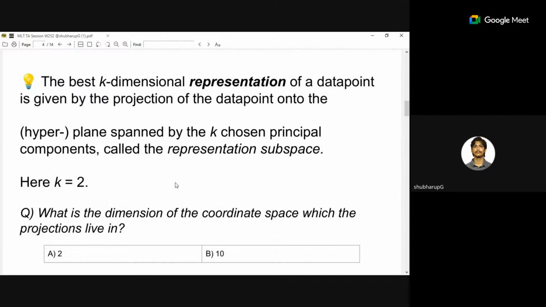So projection is kind of ambiguous. Both the process and the product are called projections, right? But the thing that we get after we project the original data point, the projection in that sense, what is the dimension of the coordinate space in which this projection lives in? Is that the question? Does it make sense?